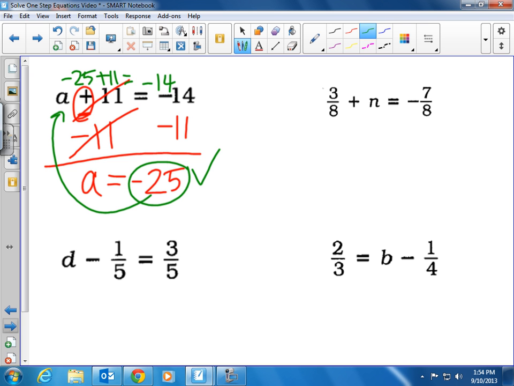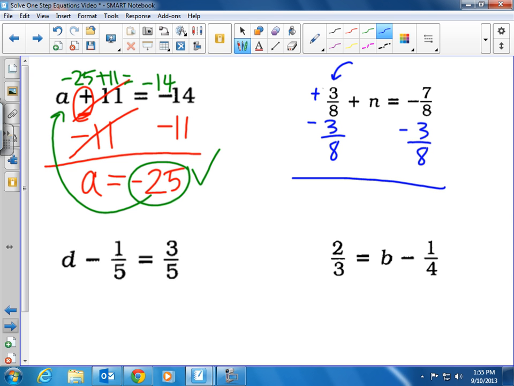Let's look at the next one over here to the right. 3/8 plus n is equal to negative 7/8. All right, so here I'm wanting to solve for n. I need to get n alone. So I need to move this 3/8 to the other side so that the n can be by itself. Well, what is 3/8? Is 3/8 positive or negative? It's positive. So I do the opposite of that, and that is to subtract 3/8 from each side.